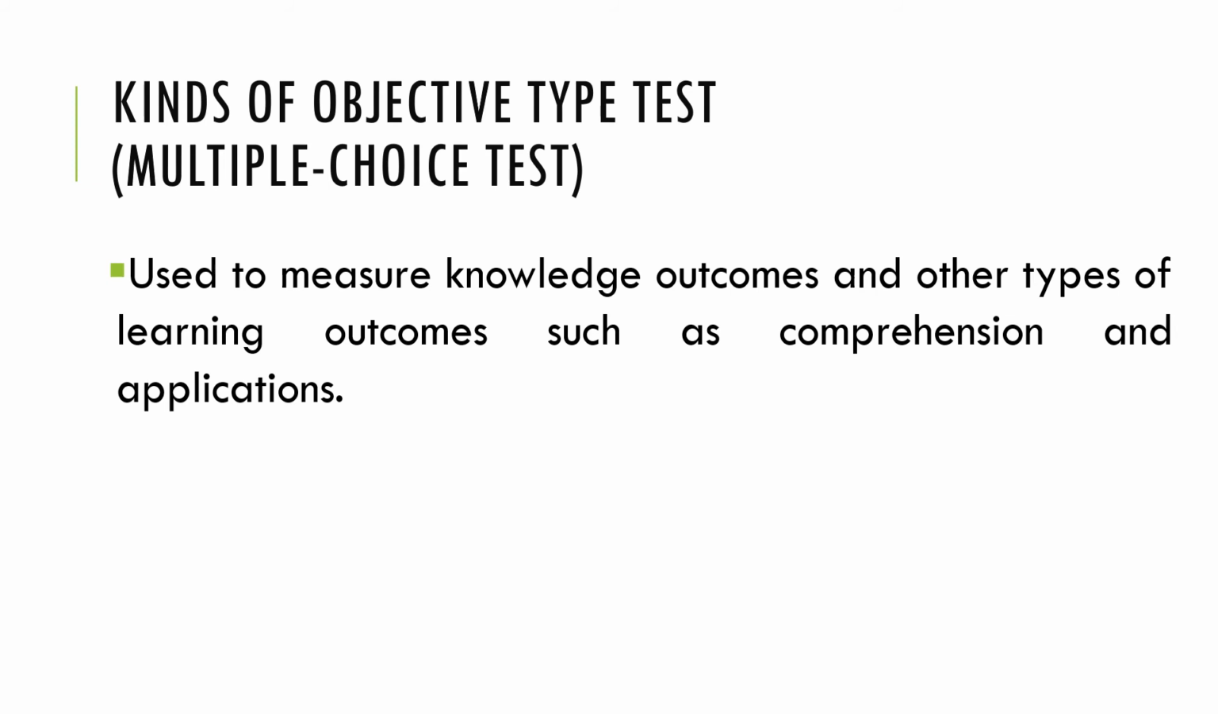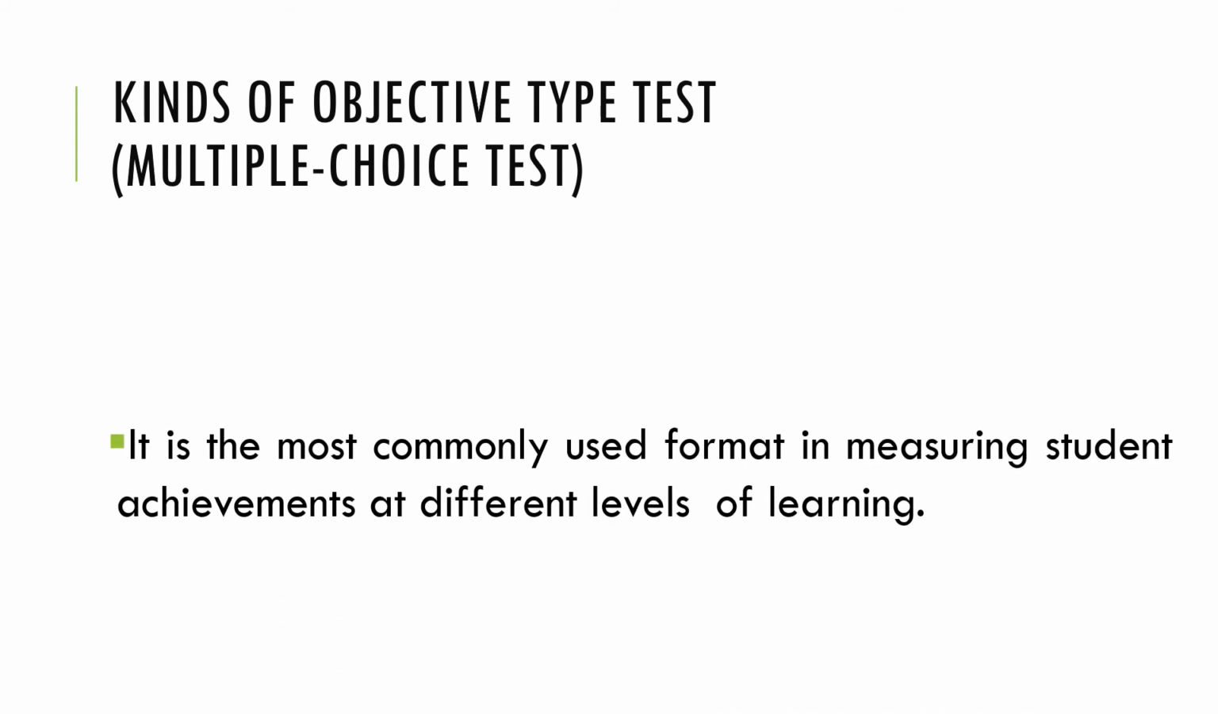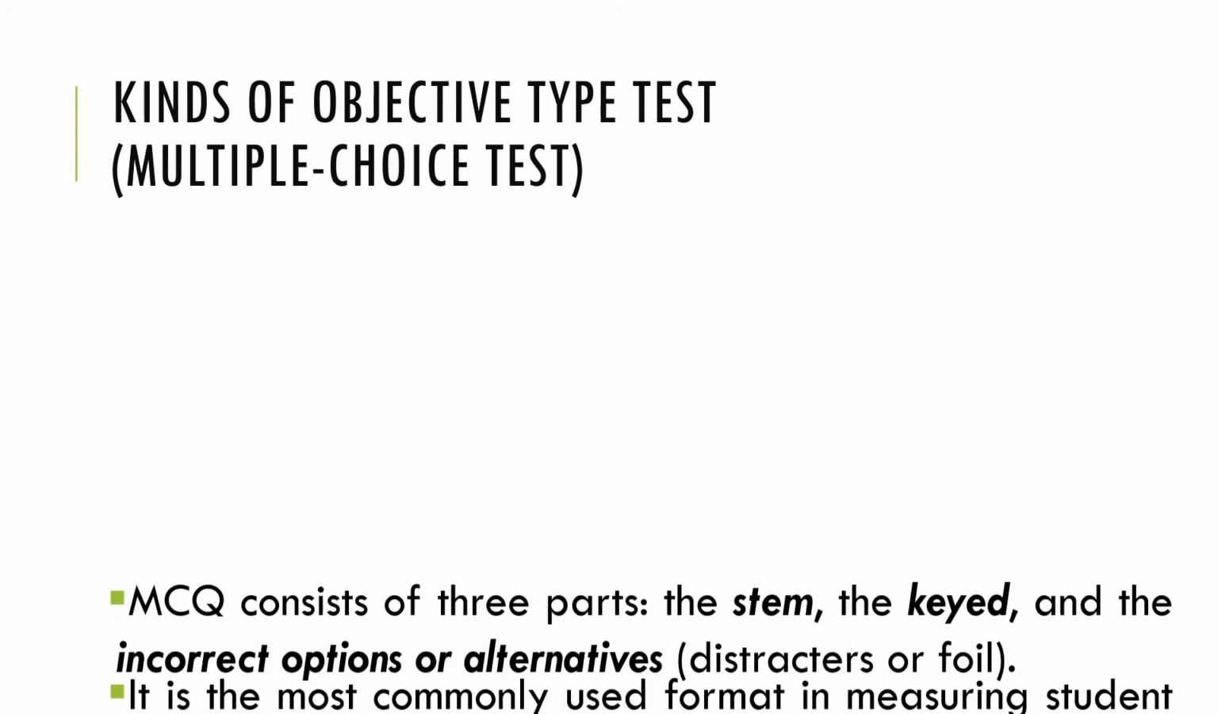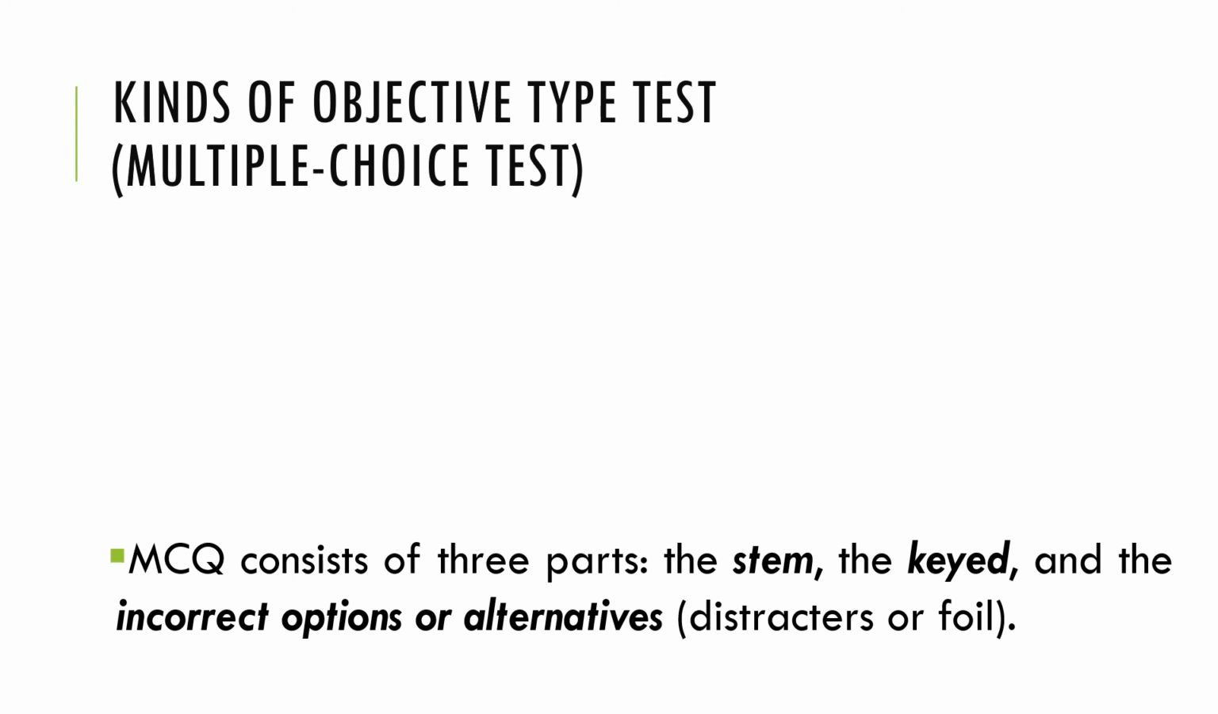You could actually create a HOTS question using a multiple choice test, but very challenging. Okay. Next, it is the most commonly used format in measuring student achievement at different levels of learning. Kasi nga, itong multiple choice test natin, we can create questions in different cognitive levels. MCQ consists of three parts: the stem, the key, and the incorrect options or alternatives. And we call them distractors or foils.